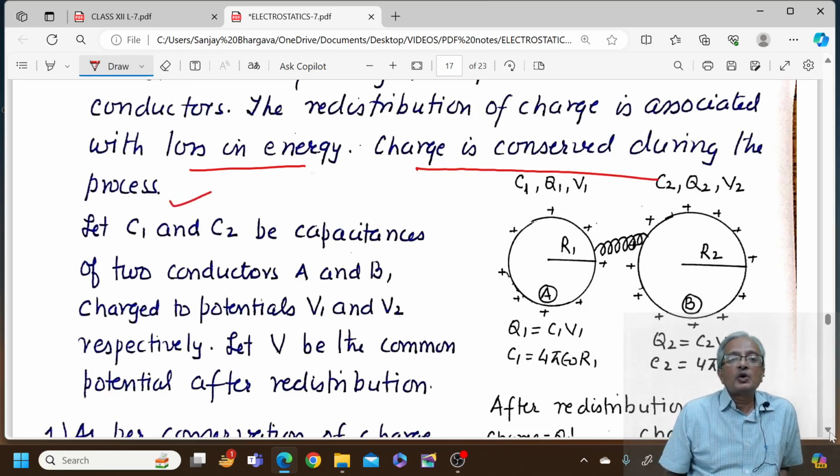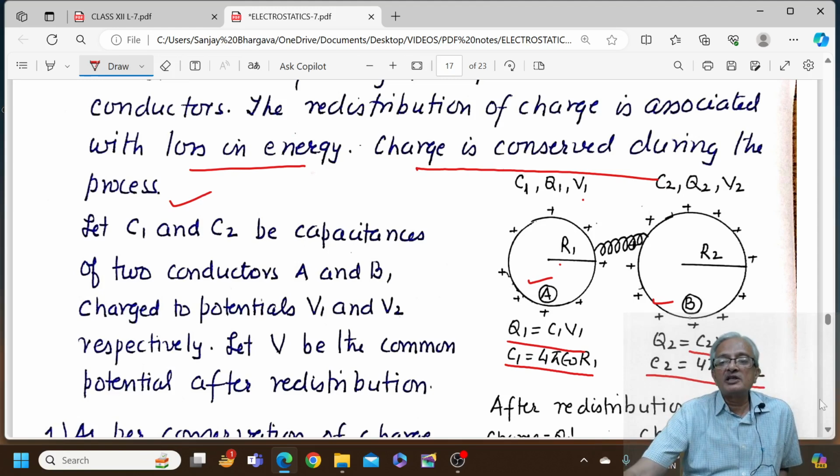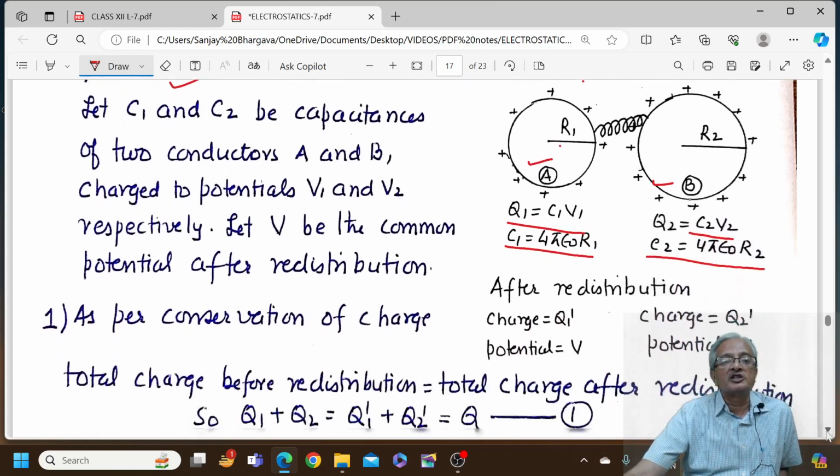So we have two conductors, named as conductor A and B, with capacitances C1, C2, charges Q1, Q2, potentials V1, V2 and radii R1, R2. So for conductor A, Q1 would be C1 V1 and C1 would be 4 pi epsilon 0 R1. Similarly, Q2 would be C2 V2 and C2 would be given by 4 pi epsilon 0 R2. Now, V is the common potential that would be achieved after redistribution.